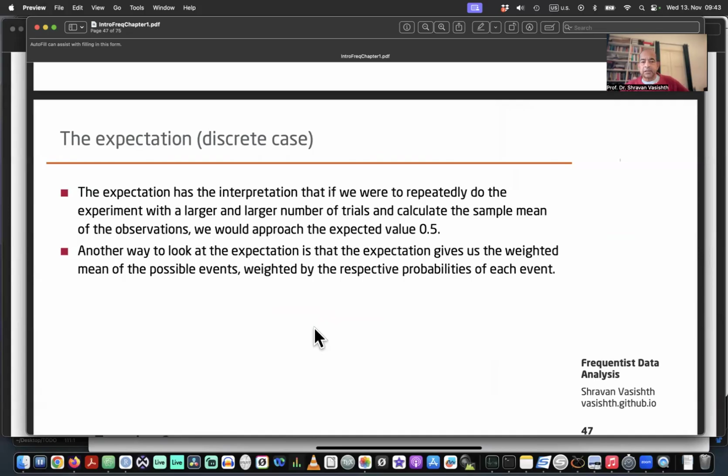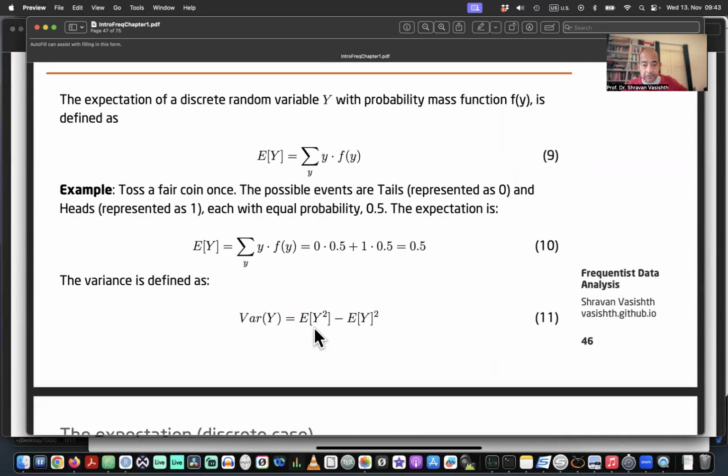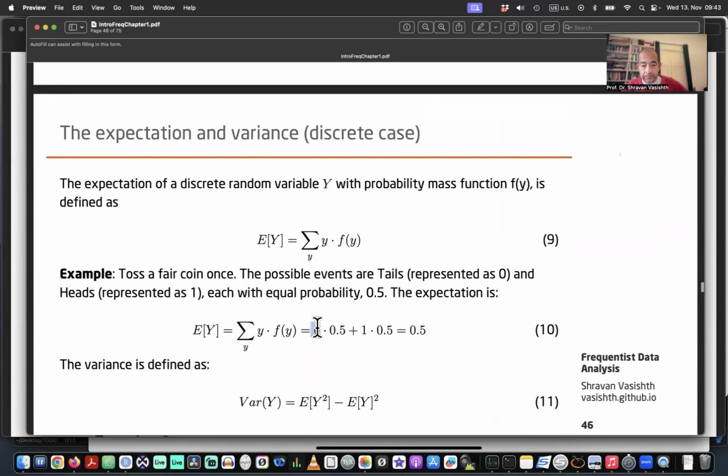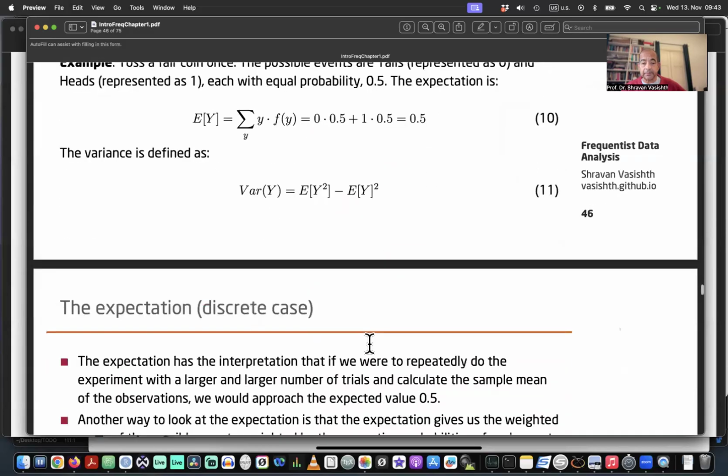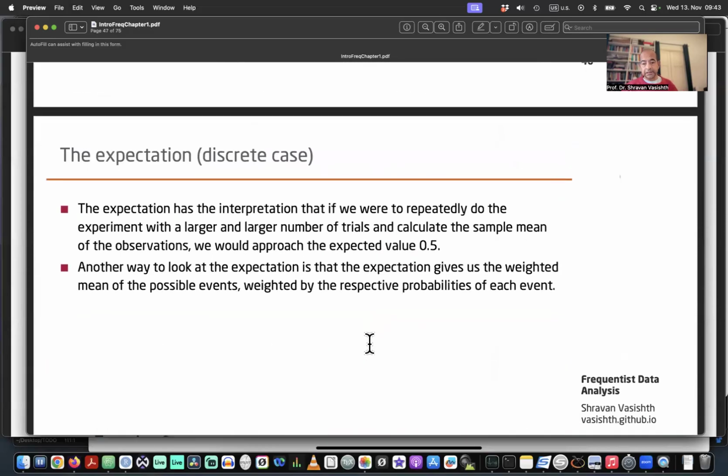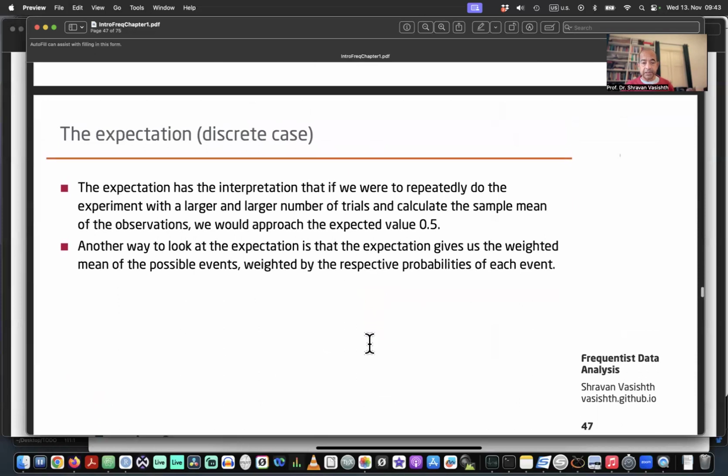Another way to think about the expectation is that the expectation gives us the weighted mean of all the possible elements in the support of X weighted by their respective probabilities. Here you can see that the possible elements in the support of X are 0 and 1, and the probabilities are 0.5 and 0.5. So this is a sum, but it's a weighted sum, weighted by the probabilities of each of those possible elements in the support of X. So you can think of the expectation as a weighted mean as well. I said weighted sum, but I meant weighted mean.